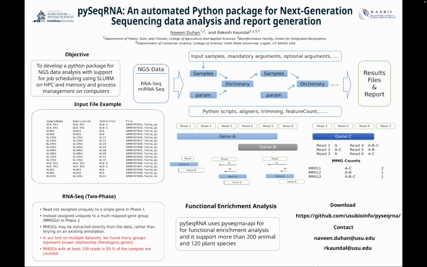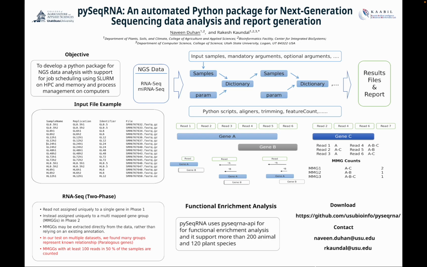pySeqRNA processes RNA-seq data in two phases. In the first phase, it only counts reads which are uniquely mapped to a single gene, and the reads which are not assigned uniquely to a single gene in phase 1 are further processed in phase 2, and these reads are assigned to multi-map gene groups. By using this, we can extract the multi-map gene information directly from the data rather than relying on the annotation. In our test on multiple datasets, we found many groups represent known relationships.